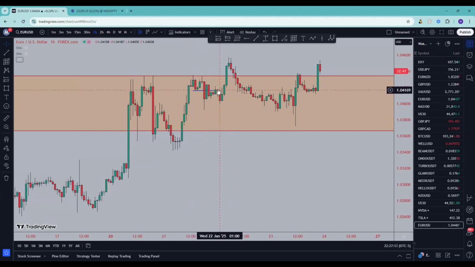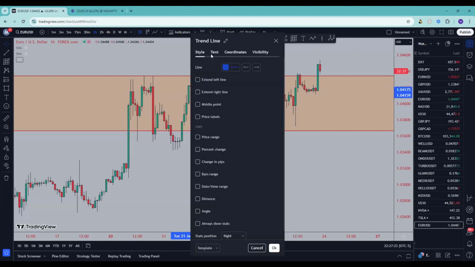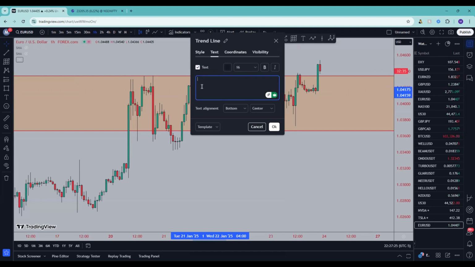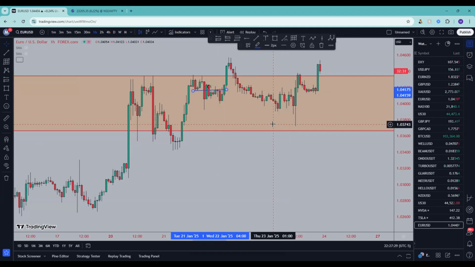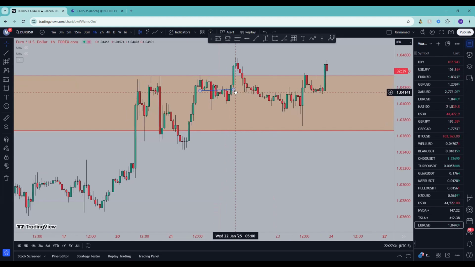So that would have been my first change of character. Let me call that C1. That would have been my C1, my first change of character, because I need two changes of character to confirm that price really wants to go down.